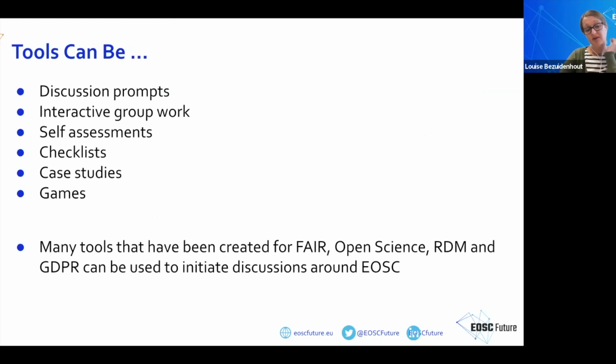So the tools that I'm talking about are many different things. They can be discussion prompts, they can be interactive group work assignments, they can be self-assessments, they can be checklists, they can be case studies, and they can actually be games that you can play with your tools.